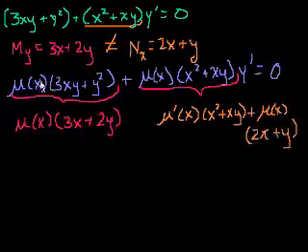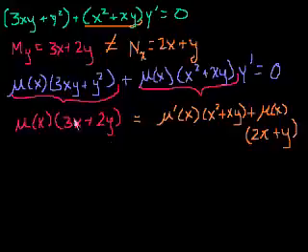And now for this new equation where I multiplied both sides by mu, in order for this to be exact, these two things have to be equal to each other. So let's just remember the big picture. We're saying this is going to be exact. And now we're going to try to solve for mu. So let's see if we can do that.